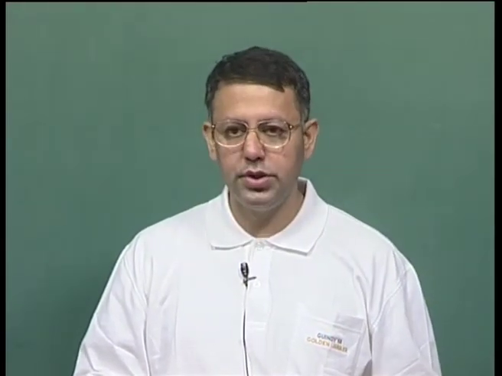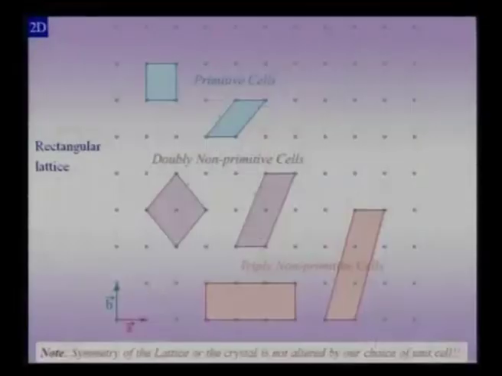After considering some simple practical models, we will return to our discussion of 2D unit cells. We have seen that there are primitive unit cells, doubly non-primitive unit cells, and higher order non-primitive unit cells when we talk about lattices. In the case shown in the figure, we have a two-dimensional rectangular lattice wherein the blue unit cells are primitive unit cells, the brown shaded ones are doubly non-primitive, and the orange shaded ones are triply non-primitive unit cells.